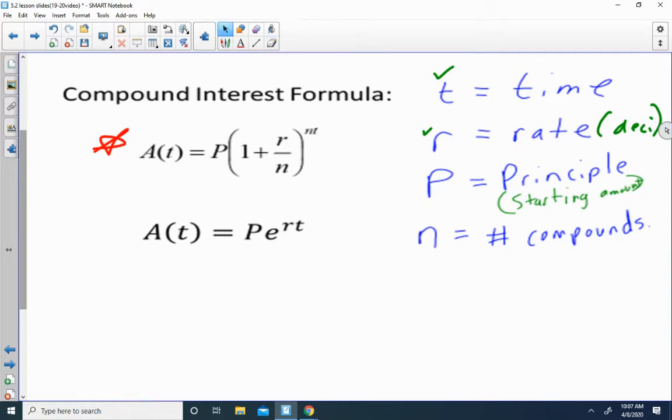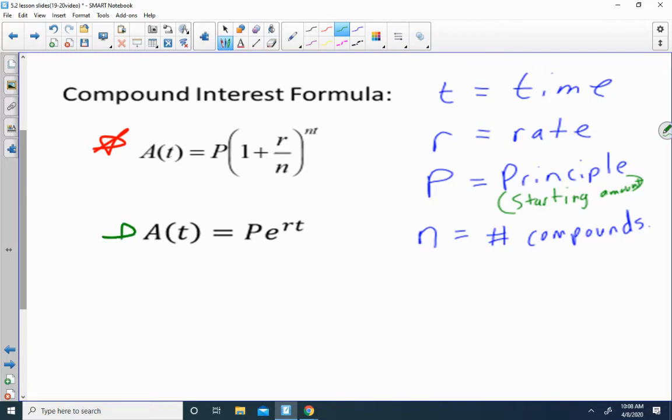And then the N, the letter N, is a new one. This is going to represent the number of compounds, or more specifically, the number of times the interest is computed and then added to your original amount. And sometimes this can vary. Sometimes you will only add interest maybe once a year. Maybe you'll add the interest 4 times a year, so on and so on. It all depends on the investment you make. So that's the one that we're commonly going to use.